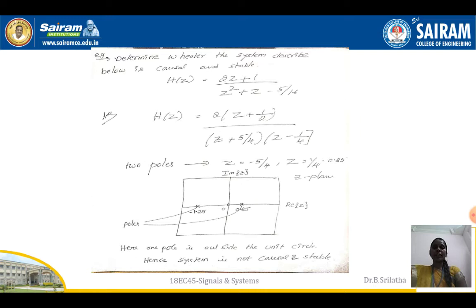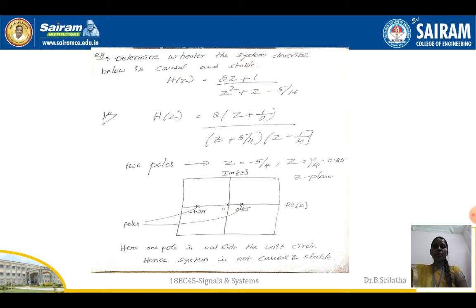Determine whether the system described below is causal or stable. We are going to find whether the given system is causal and stable. First, consider this system: H(z) is equal to (2z plus 1) divided by (z square plus z minus 5 by 16). In the numerator, I am going to take 2 common, because we have to write in terms of poles and zeros. Taking 2 common gives z plus 1 by 2. In the denominator, we write the roots, that is (z plus 5 by 4)(z minus 1 by 4).